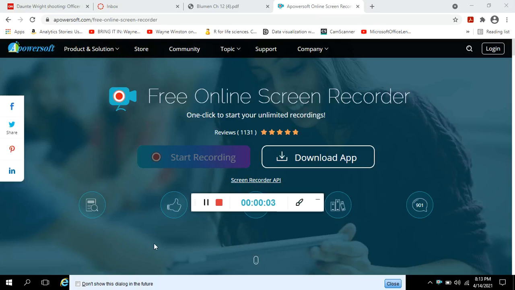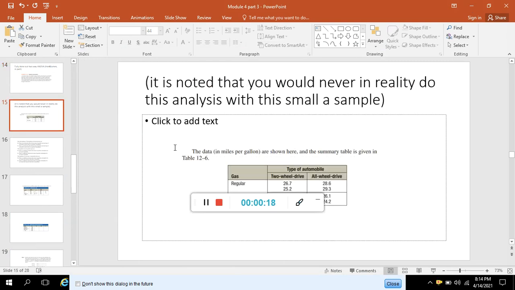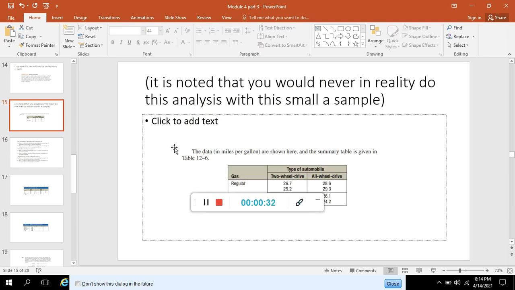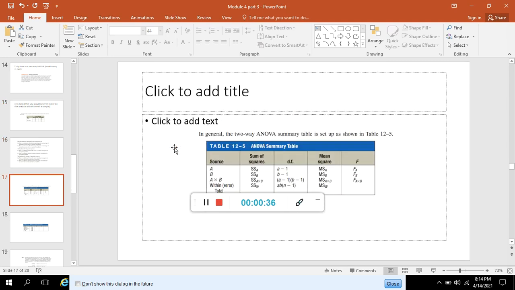Okay, so this is the first video using two-way ANOVA, and it is going to follow the example in the slides right here on the gas consumption. This is the example that comes from Bloomin', and it's kind of a toy example because, like I said, you would never do an analysis like this using this small a sample. Typically, you'd have at least 20 or usually dozens, if not hundreds of data values. So it's kind of a toy example.